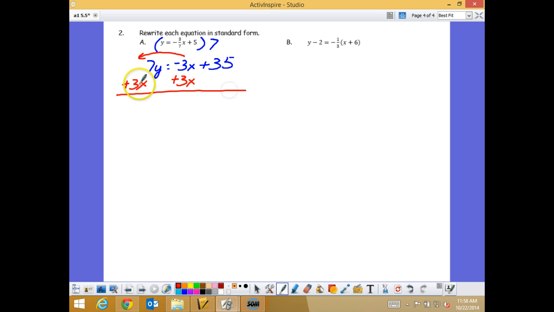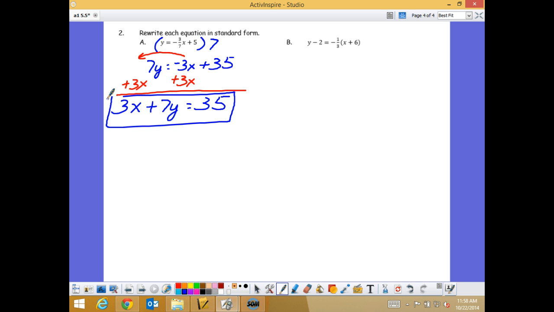Being very careful, we cannot combine the 7y and the 3x because they are not like terms. So we end up with 3x plus 7y is equal to 35. And that is the standard form for that linear equation.